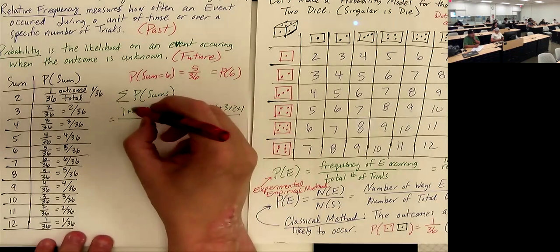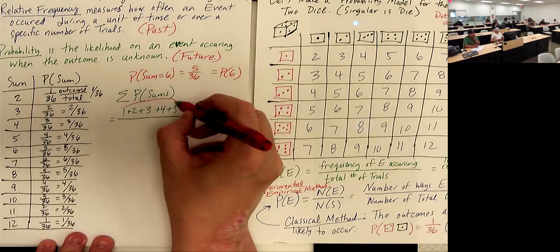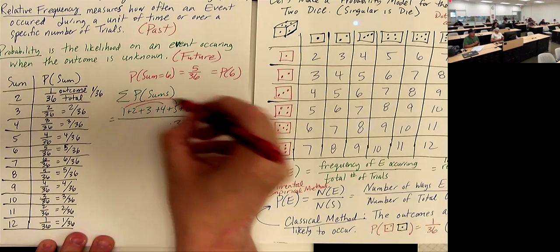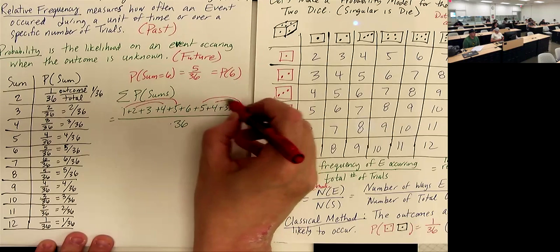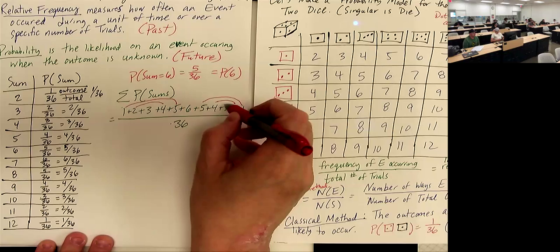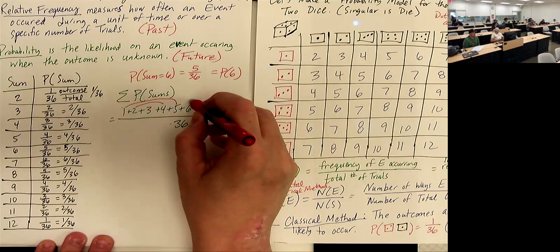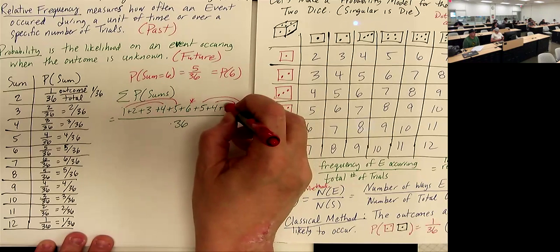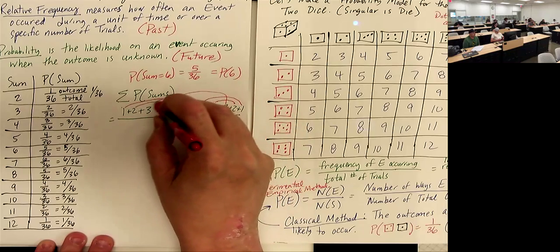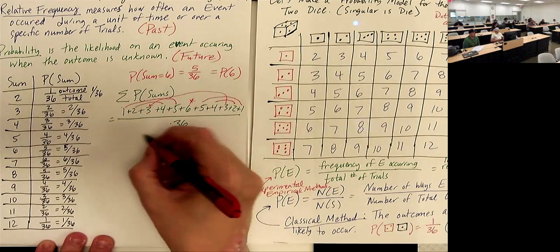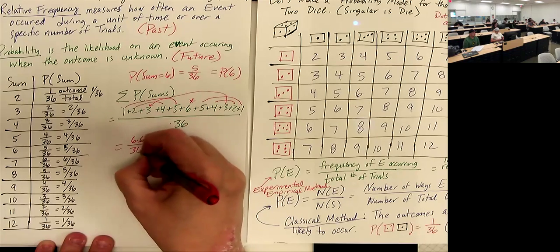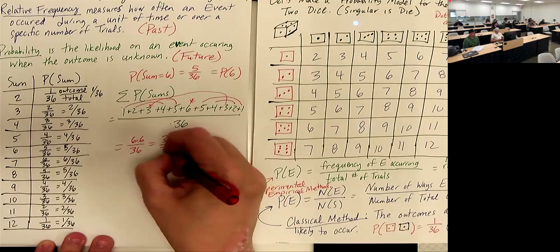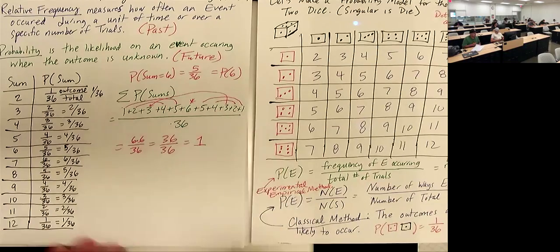Well, these two make a 6. These two make a 6. These two make a 6, these two make a 6. That's 4 6s so far, here's a 6, that's 5 6s. And then the 2 3s make another 6, so there's 6 different 6s. 6 times 6 on top is 36, over 36, which is 1. Which is what we said it should equal.